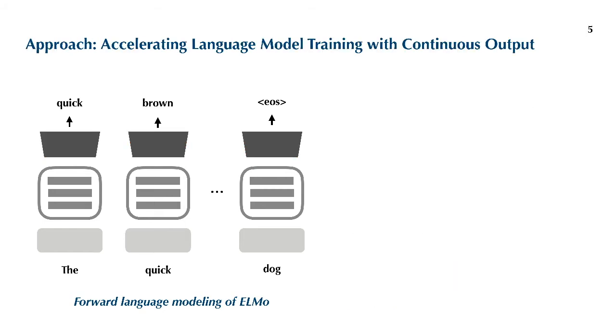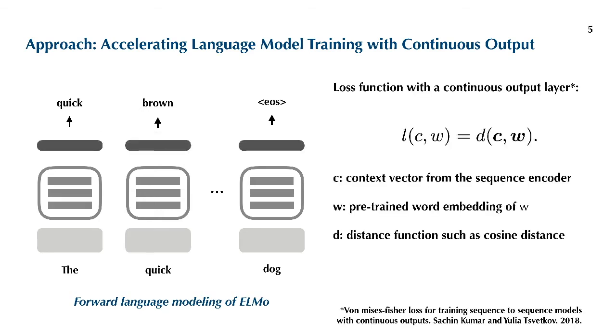Thus, instead of using the softmax layer, we use a continuous output layer. Assuming that we have access to a pre-trained word embedding for words in the vocabulary, the continuous output layer directly minimizes the distance between the context vector C and the pre-trained embedding of the target word W. The distance function could be L2 distance, cosine distance, or more sophisticated functions. In this work, for simplicity, we use the cosine distance.